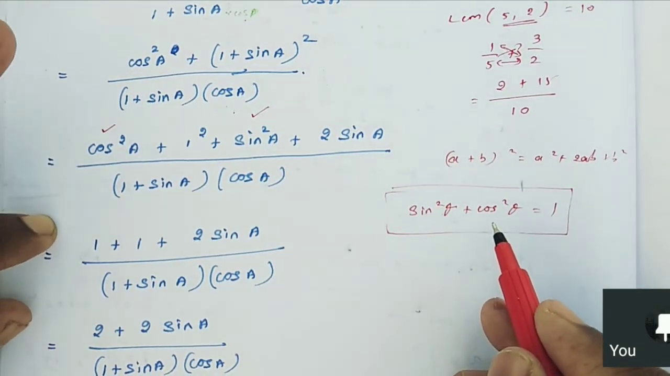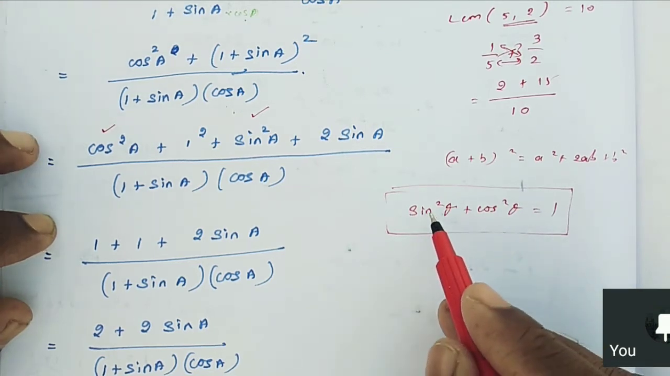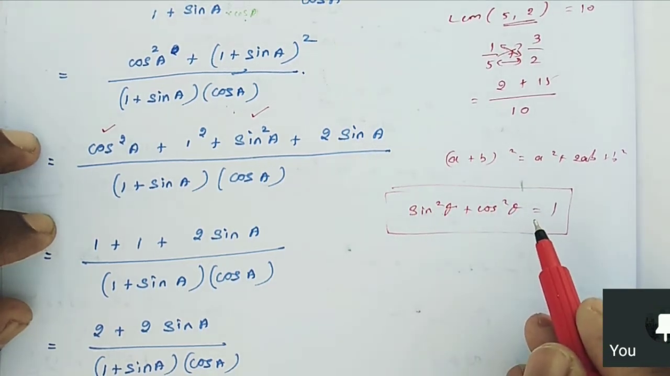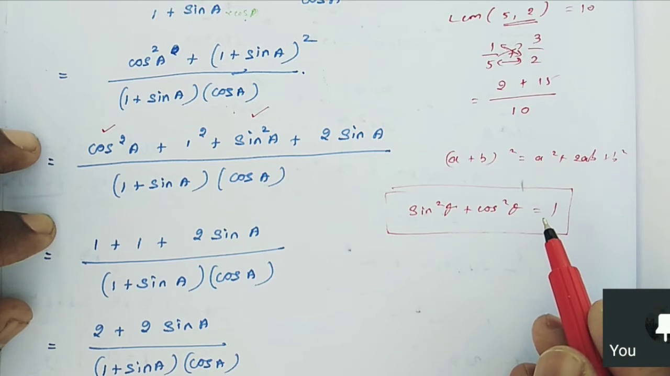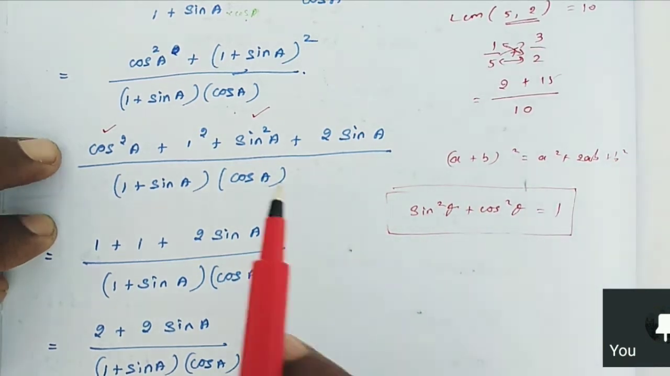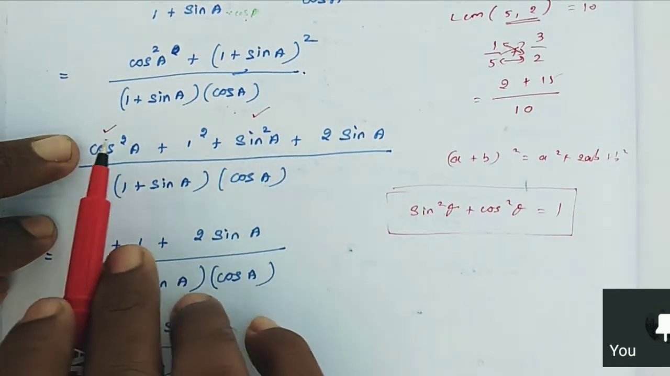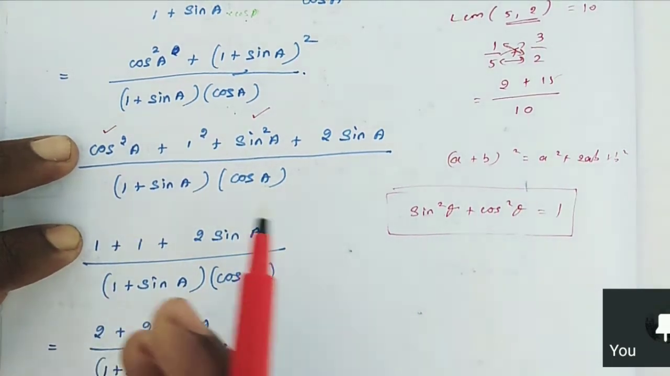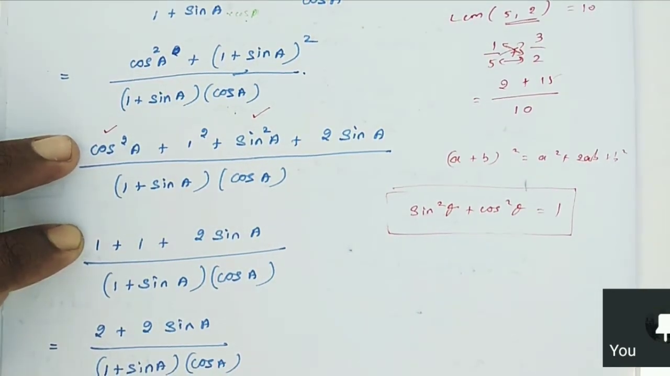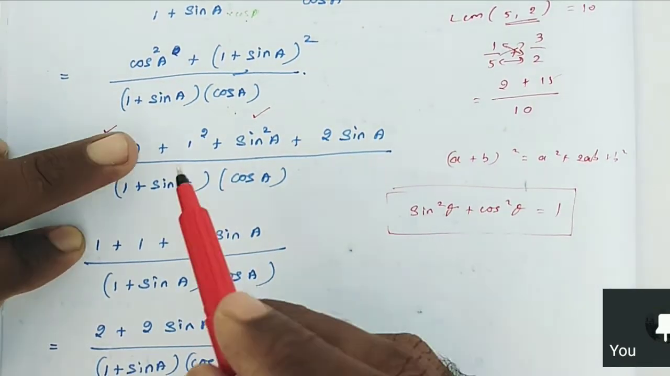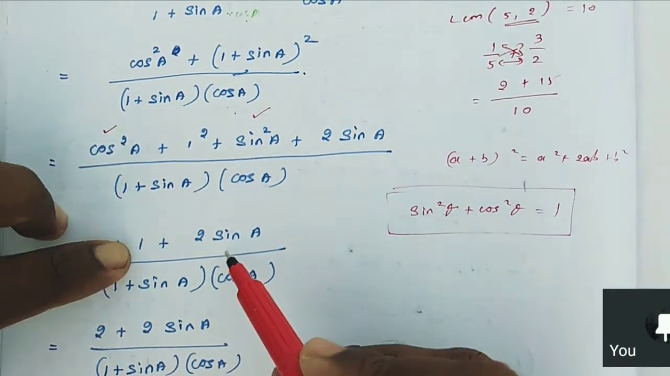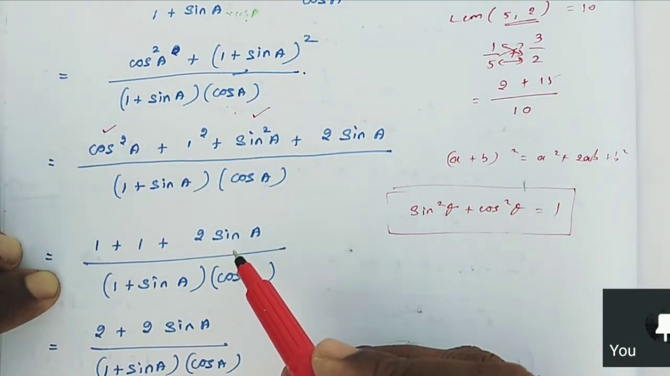We have three identities, right? Please recall the identity. Sine squared theta plus cos squared theta is equal to 1, right? Very good. Now here cos squared theta, sine squared theta, so the sum of these two became 1. Clear? Okay. Next, remaining this one and 2 sine A. Are you clear?